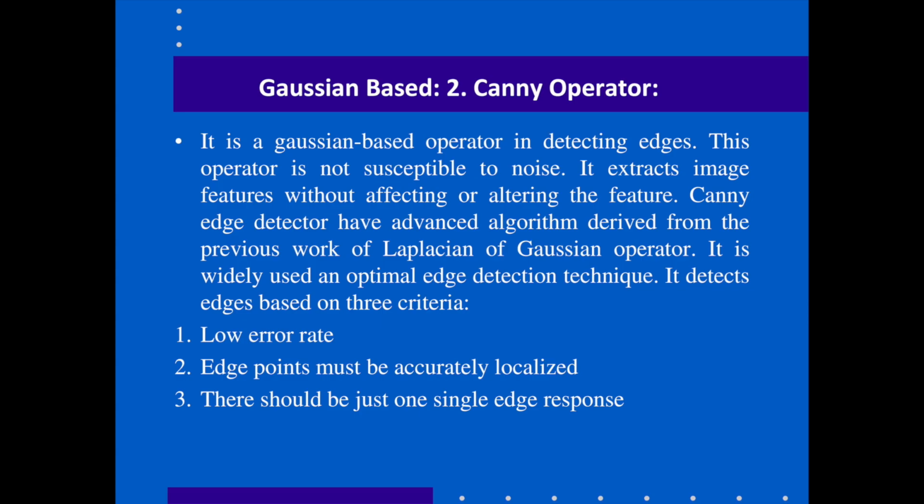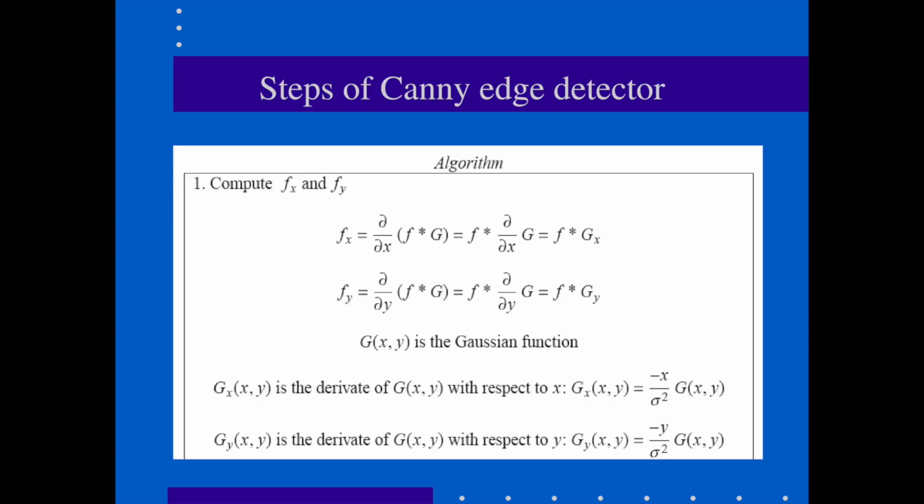It detects edges based on 3 criteria. First one is low error rate. Second one, edge points must be accurately localized. Third one, there should be just one single edge response. These are the steps of Canny edge detection.